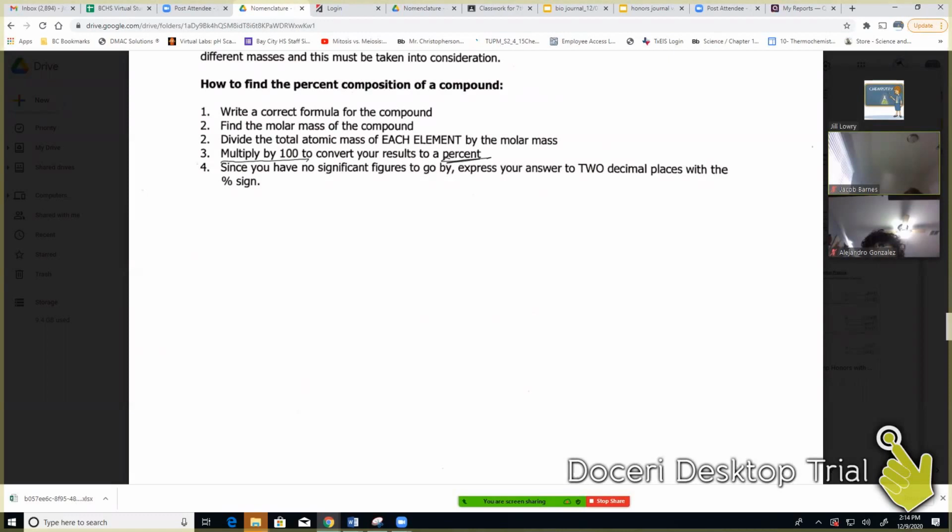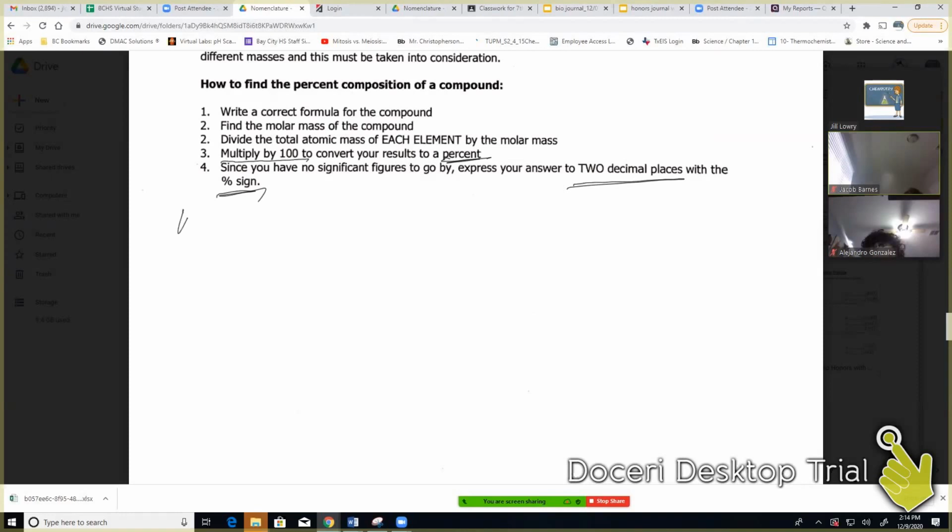Sig figs don't come into play whenever you're finding percent composition because we're not using a measurement. So we're going to say 2 places behind the decimal, just like we agreed to take our atomic mass off of the periodic table, and then the percent sign has to be there. 2 places past the decimal is like our classroom rule. You may have another teacher and that may have been 1 place, or you may go to college and they may tell you 4 places behind the decimal. So that's kind of up to what the teacher decides.